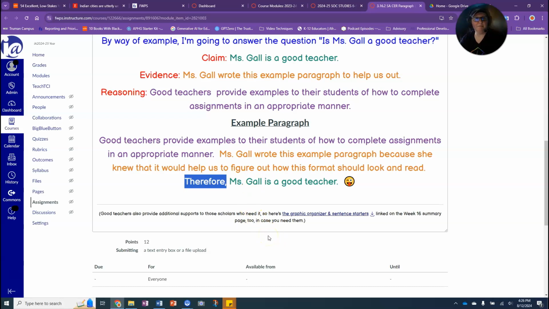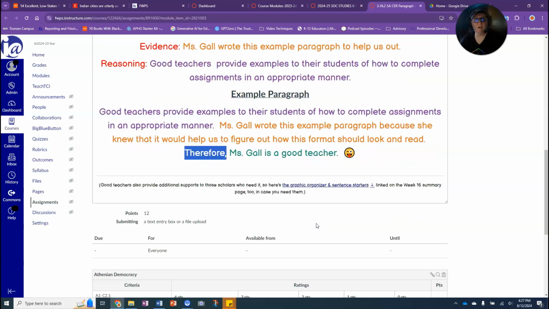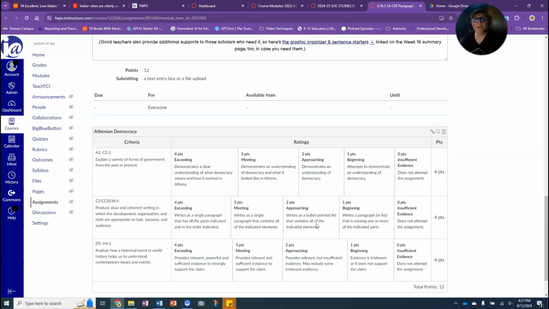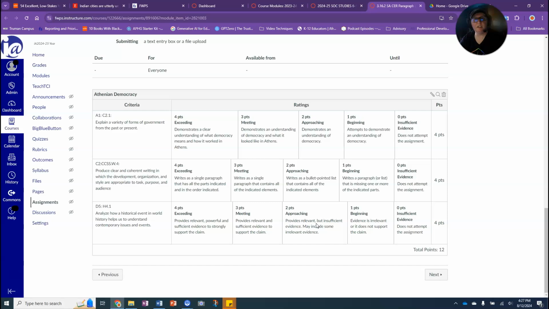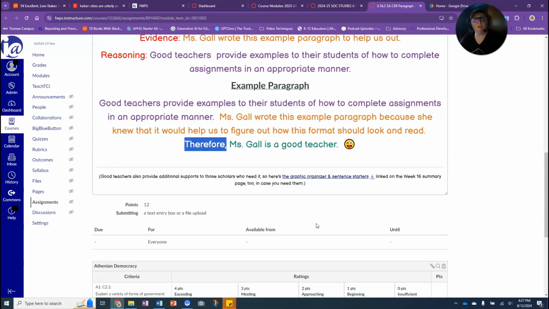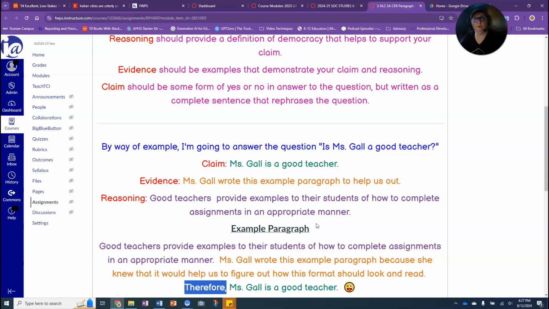And then, because Ms. Gall is a good teacher, right? I also provide additional supports to scholars who need it. So there's a graphic organizer and some sentence starters if you need them, okay? And they're also linked on the week summary page if you want to take a look for them there. And then down here, you've got your rubric to explain what we're looking for.